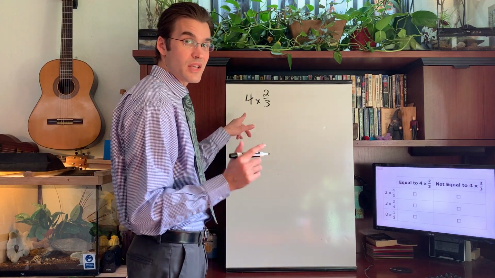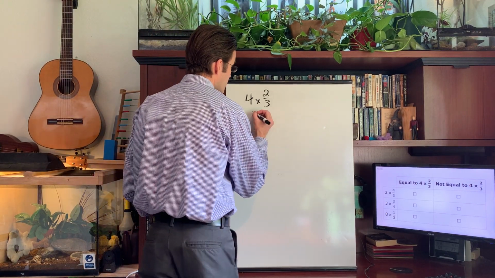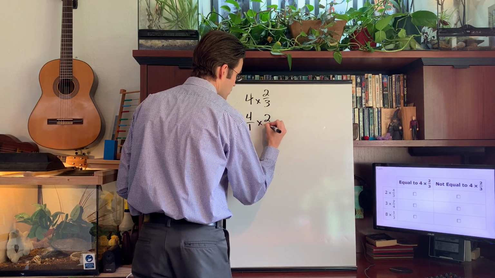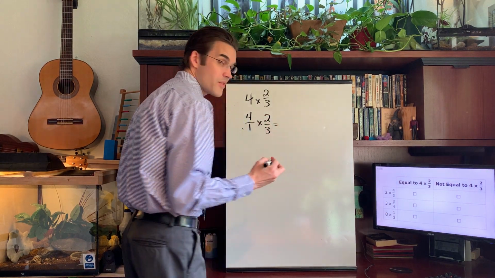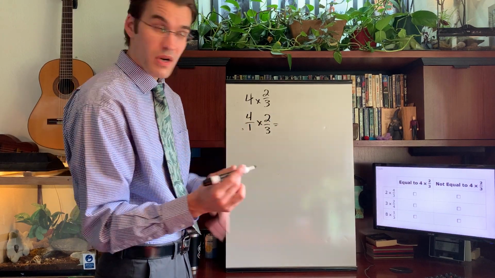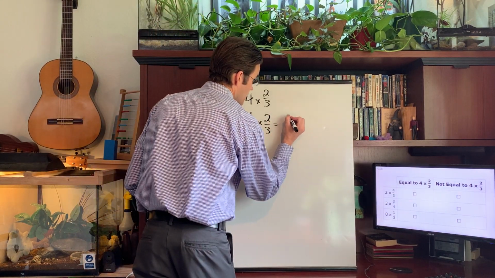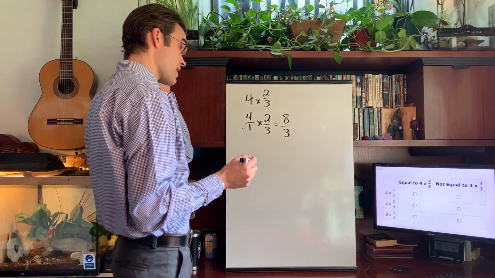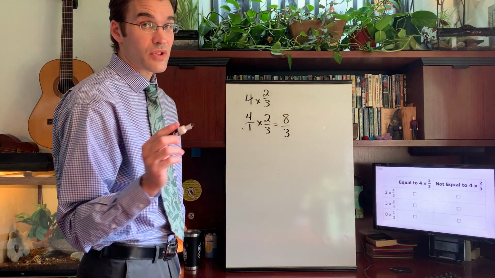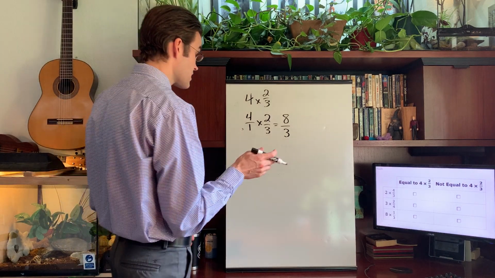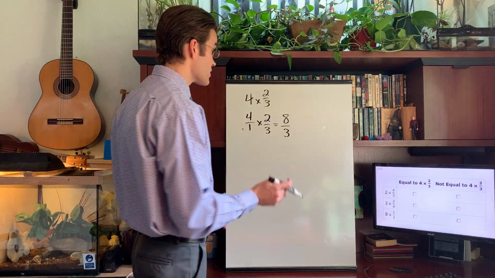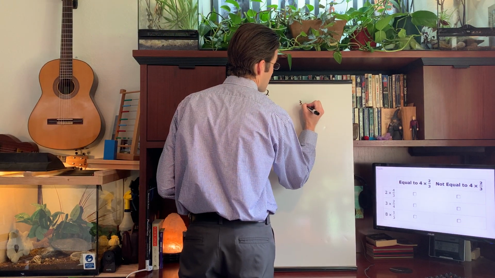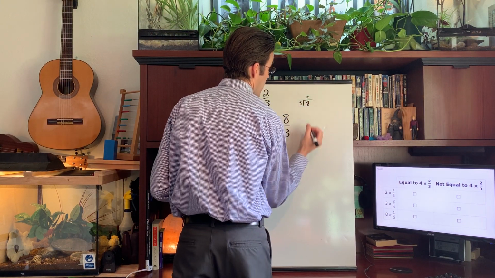We're going to turn this into a fraction. So let's turn this into 4 over 1 times 2 over 3. And then we just multiply straight across. Here we go. 4 times 2, 8. 3 times 1, 3. Okay. Now, we have to turn that into a mixed number, right? Because right now it's an improper fraction. So 3 goes into 8 how many times? Let's do it like this. 3 goes into 8 twice.